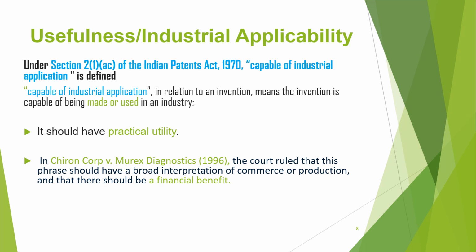Under Section 2, Subsection 1, Clause (ac) of the Indian Patent Act 1970, capable of industrial application is defined. What is capable of industrial application? In relation to an invention, it means the invention is capable of being made or used in an industry. It should have practical utility. In Chiron Corp versus Murex Diagnostics, the court ruled that this phrase should have a broad interpretation of commerce or production and that there should be a financial benefit involved.